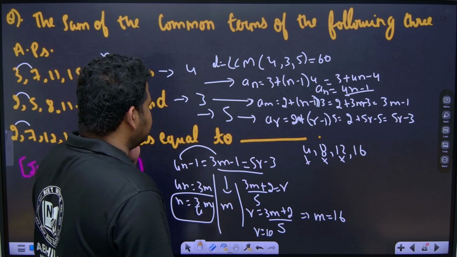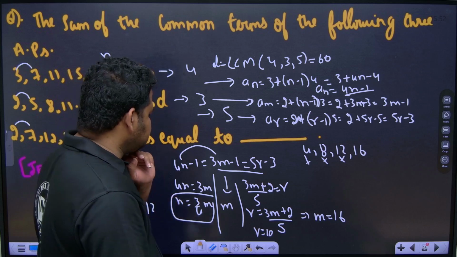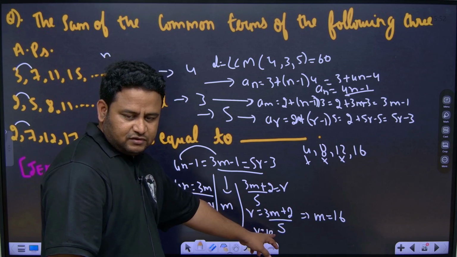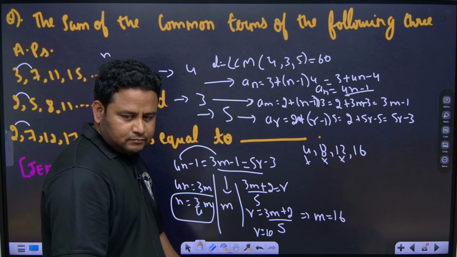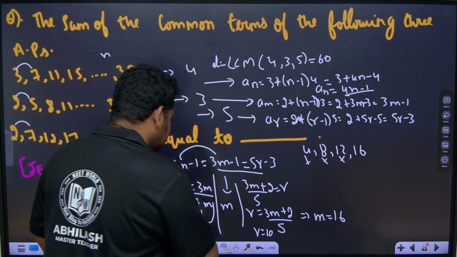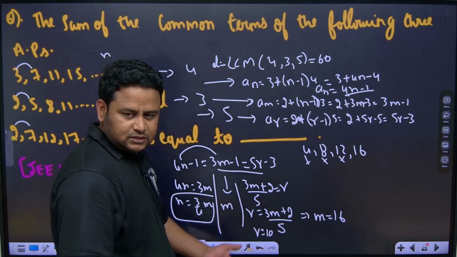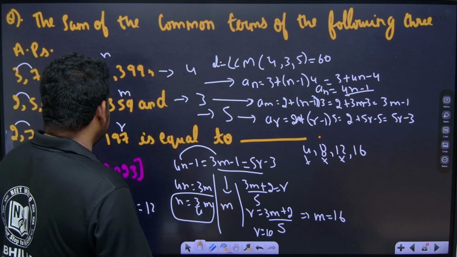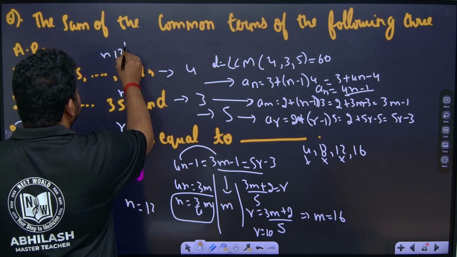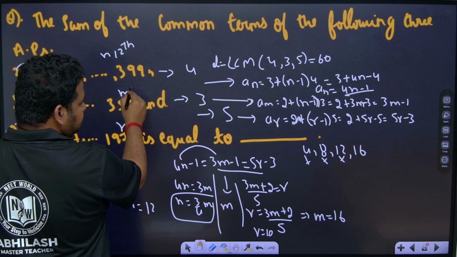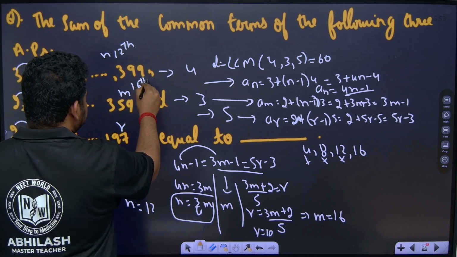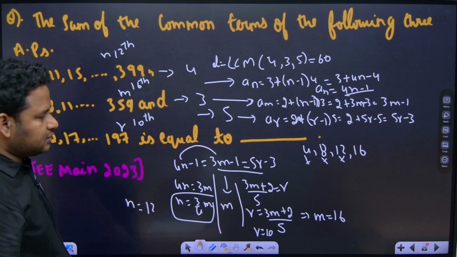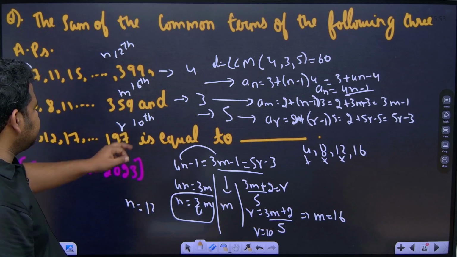Now what I got is, see, 16 3s are 48, 48 plus 2 is 50, 50 by 5, that is 10. m is equal to 16, that is what I took. So now what we got here? The common term will be, here it will be 12th term, here it will be 16th term, here it will be 10th term.